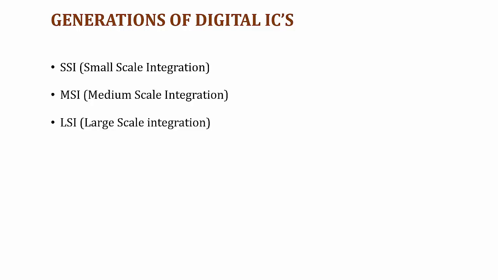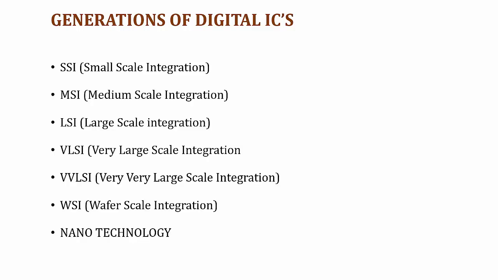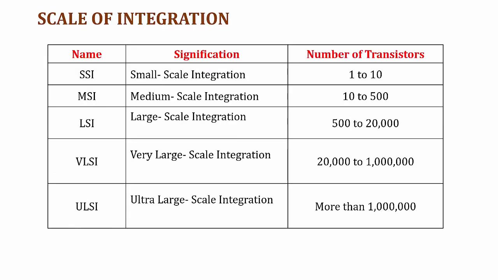The generations of digital ICs are classified according to the number of transistors inside. They are commonly classified as SSI, small scale integration; MSI, medium scale integration; LSI, large scale integration; VLSI, very large scale integration; VVLSI, very very large scale integration; WSI, wafer scale integration; and nanotechnology. These integration levels mainly deal with the number of components and the size of ICs. This comes under the generations of digital ICs.